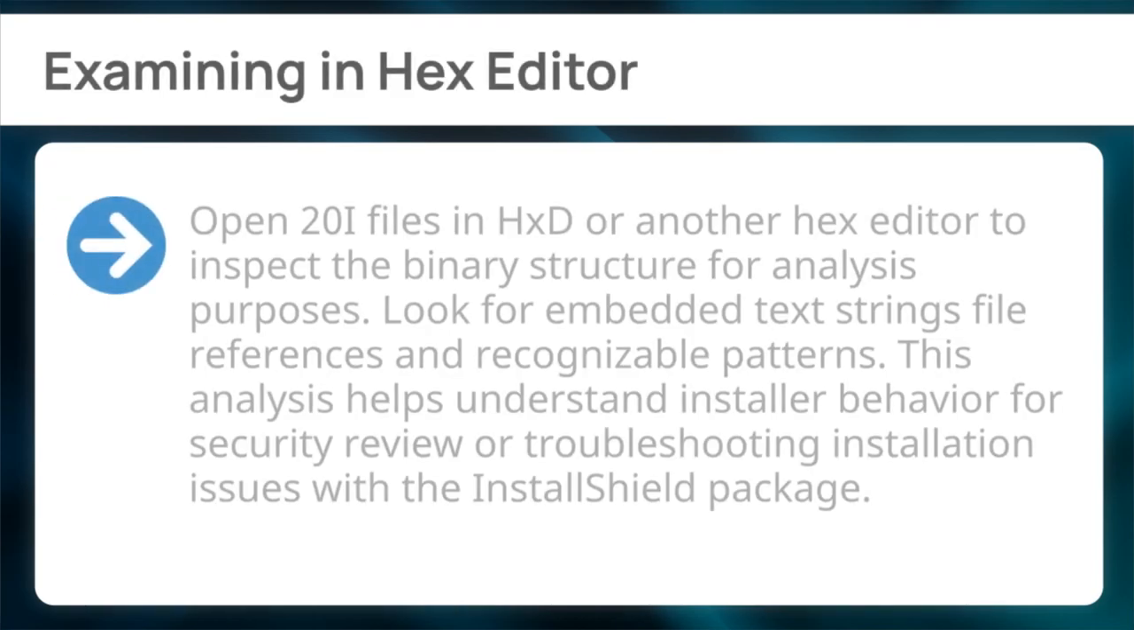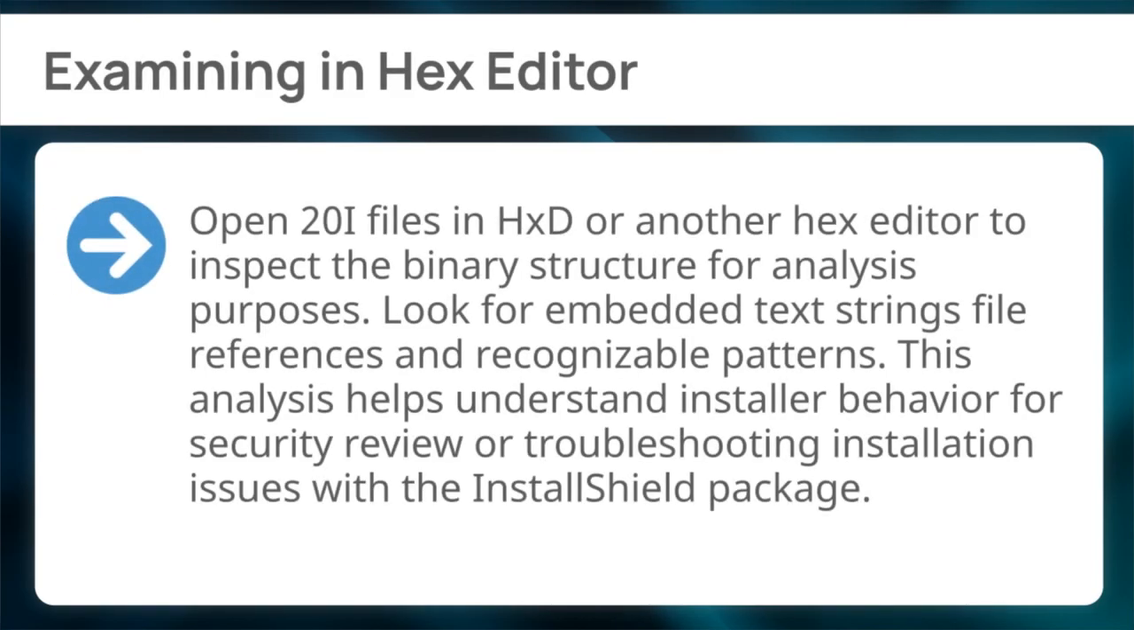Next, examining in a hex editor. Open 2.0i files in HxD or another hex editor to inspect the binary structure for analysis purposes. Look for embedded text strings, file references, and recognizable patterns. This analysis helps understand installer behavior for security review or troubleshooting installation issues with the InstallShield package.